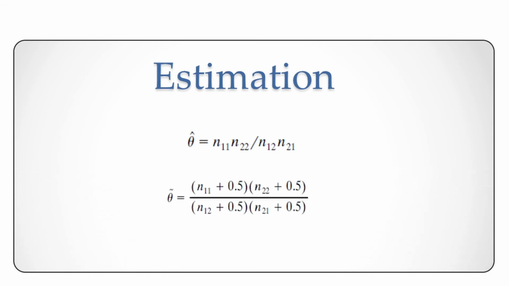Estimation of the odds ratio, as I said, the maximum likelihood estimator of the odds ratio is given by theta hat equal to n11 n22 divided by n12 n21. Now it often happens that when we have contingency tables we have some zero frequencies, and in that case the recommended procedure is to add 0.5 to each of the cell frequencies. So in this case theta hat is equal to (n11 plus 0.5) into (n22 plus 0.5) divided by (n12 plus 0.5) into (n21 plus 0.5).